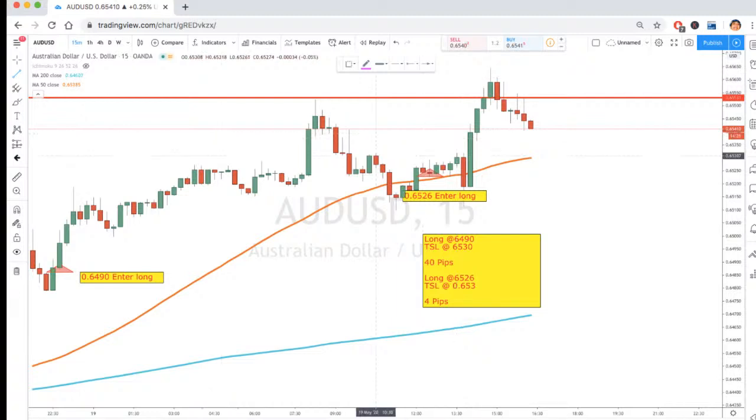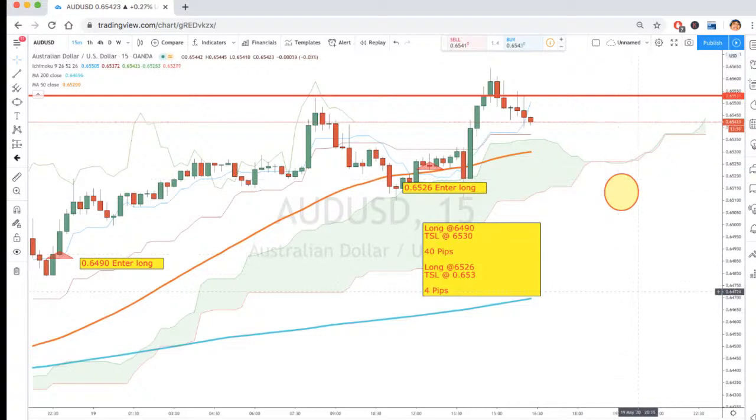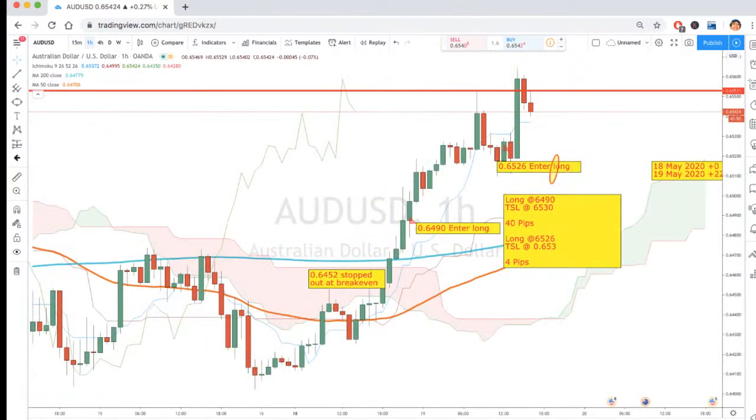Let's see the Ichimoku cloud. Okay, we are trading back into the cloud zone. If we break below 6510, about here, we are going to sell. Somewhere here we will sell and we'll go to the 200-day moving average. Let's see on the 1 hour. Yeah, when it breaks below this, it would have broken the support over here. So let's have a look.